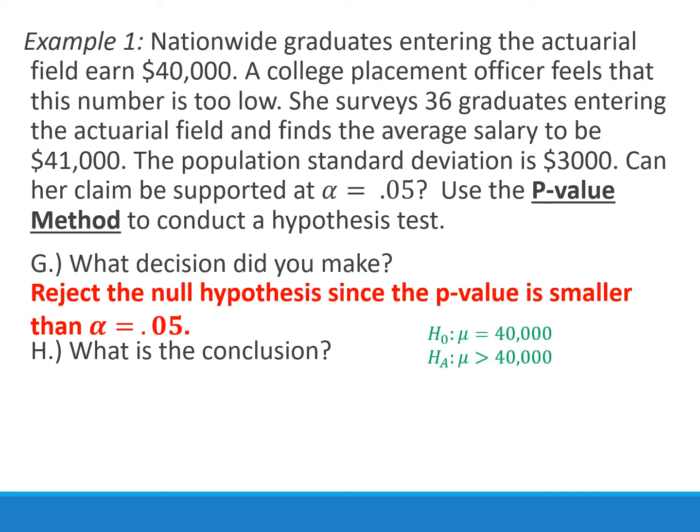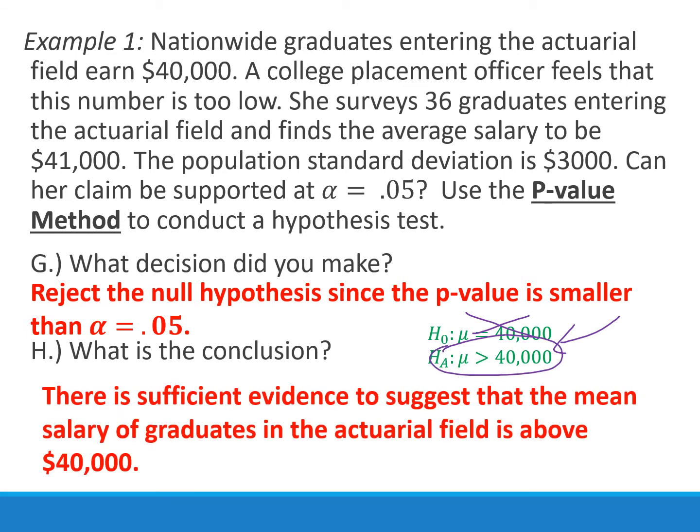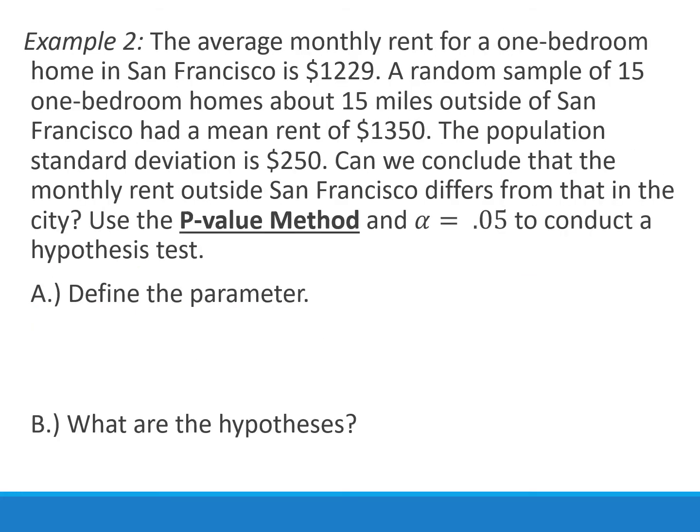Remember, this is always about that alternative hypothesis. So we rejected the null hypothesis, which means we have enough evidence to suggest that this is true. There's sufficient evidence to suggest that the mean salary of graduates in the actuarial field is above $40,000.